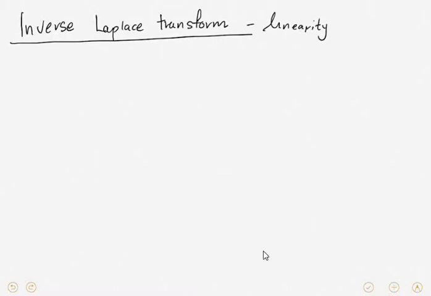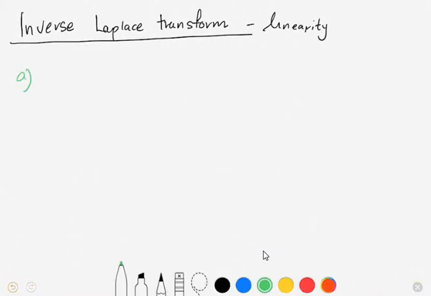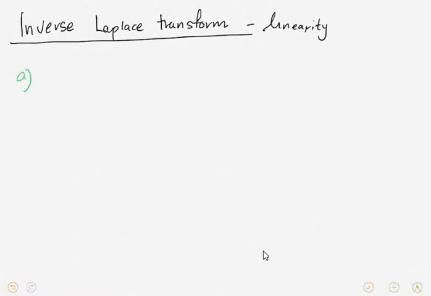Hello, good morning everyone. Today I would like to show you how to find the inverse Laplace transform using the linearity property. First of all, let me show you one of the examples: the inverse Laplace transform of 10 over s power 4 plus 1 over s power 5. We can solve this problem separately.